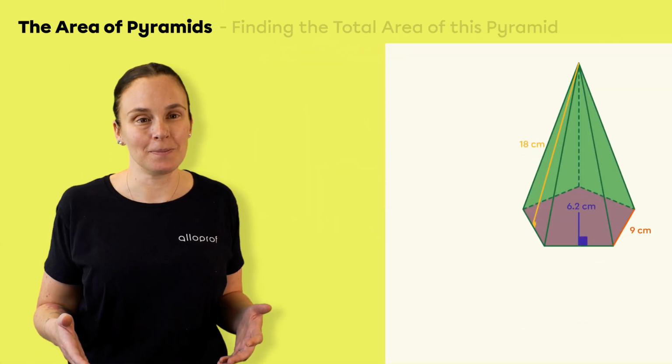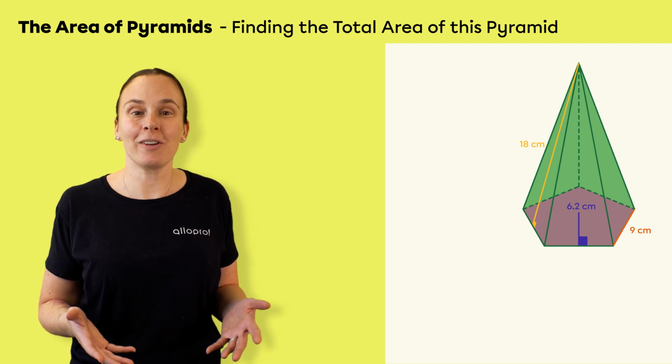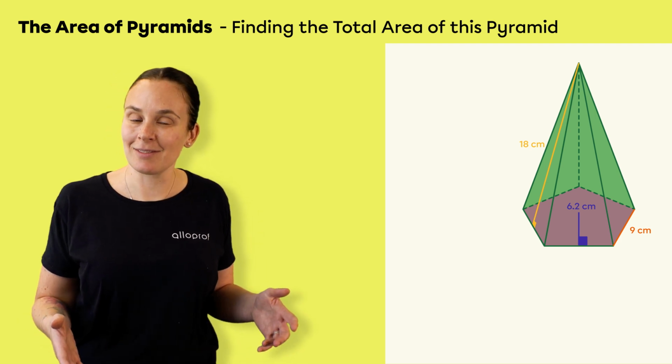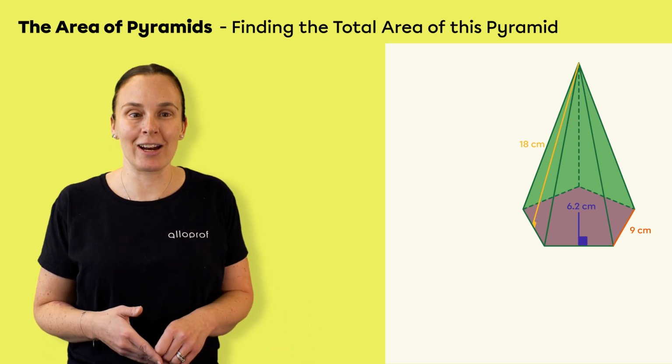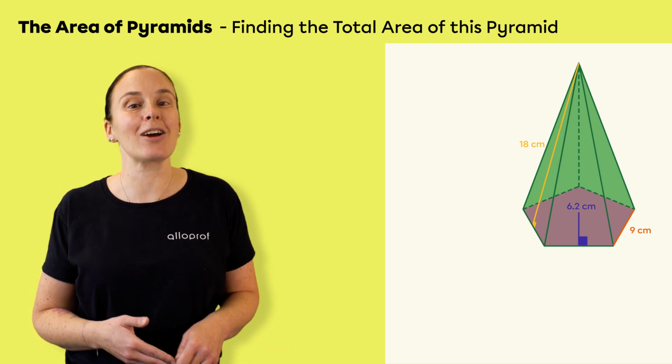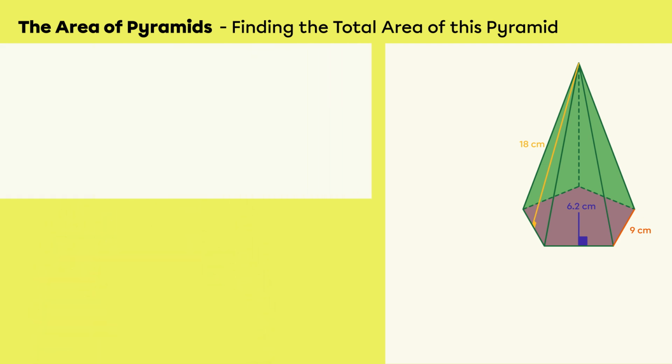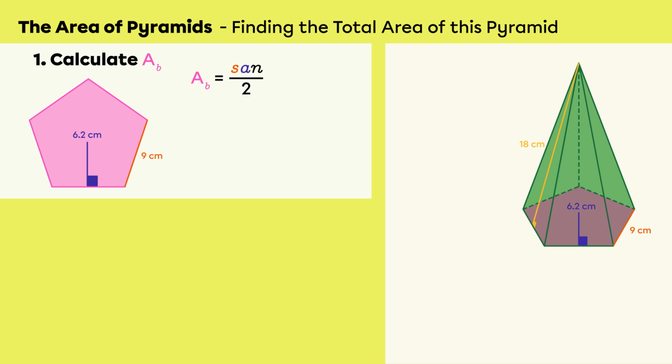Let's do an example. Here, you want to find the surface area of this pentagonal pyramid. What are the steps? You know that the surface area of a pyramid is equal to the area of the base plus the lateral area. So you can start by finding the area of the base. Here, the base is a pentagon. To find the area of a pentagon, use the following formula.